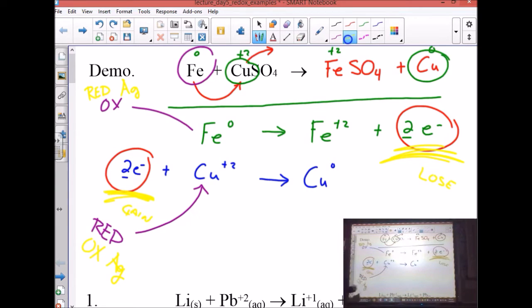Now keep in mind, you can never have two half reactions where the electrons are on the same side, whether the reactant side or the product side. They have to be on opposite sides. Somebody has to gain, somebody has to lose. So is the green ink a half reaction and the blue ink a half reaction? Very good. So when we combine those two, we have a whole reaction.